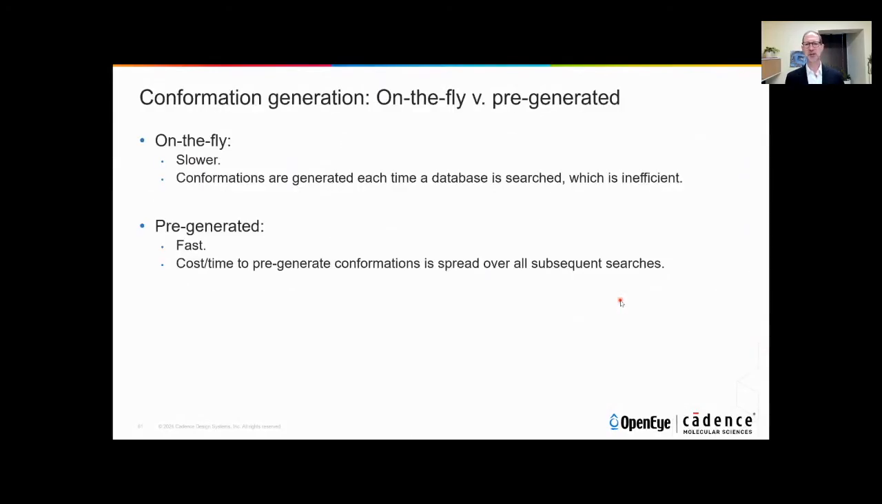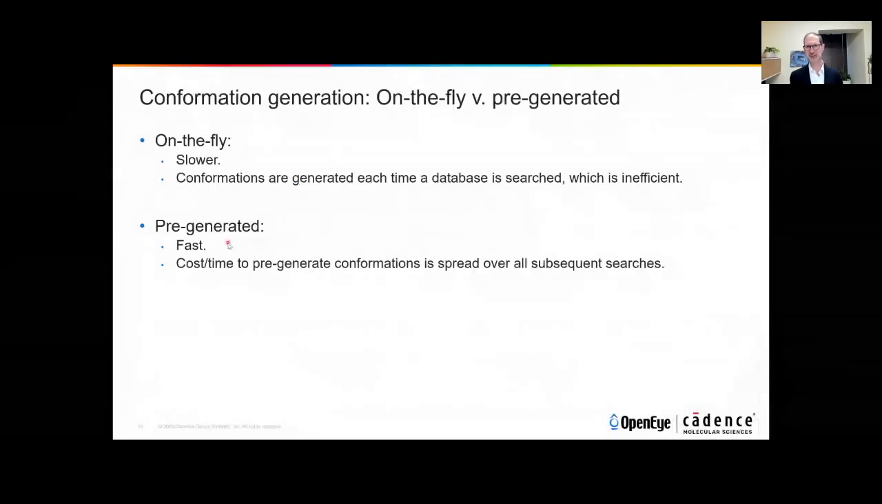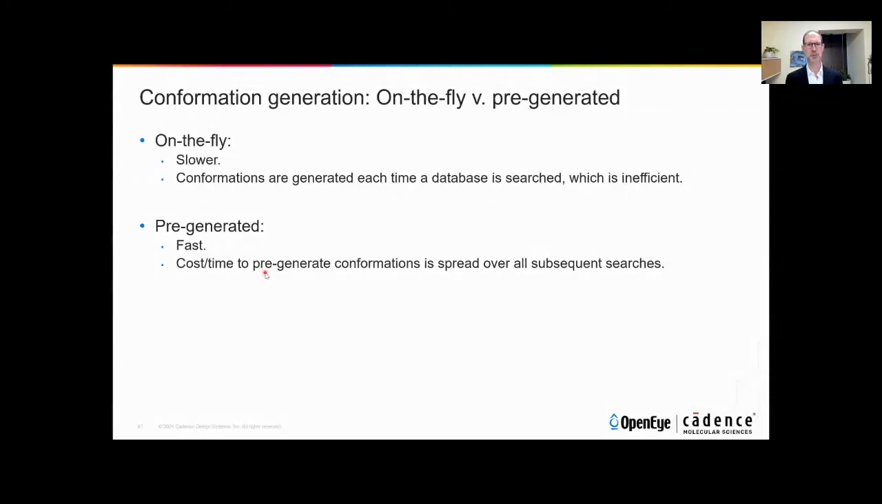I'd just like to say that I'm talking about pre-generated conformations. One, of course, can do conformation generation on the fly. Of course, this is going to be slower and also repetitive. Pre-generation of conformations can be a lot faster, and you can then spread the cost of pre-generation over all subsequent calculations on that pre-generated database. So for very high speed, pre-generated databases really are a must.